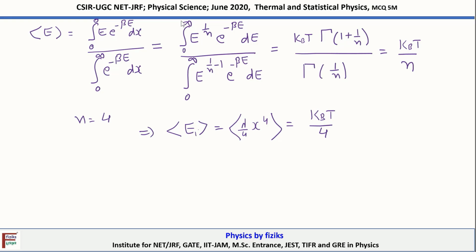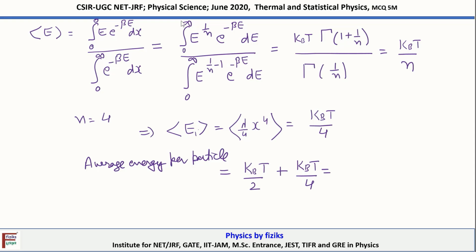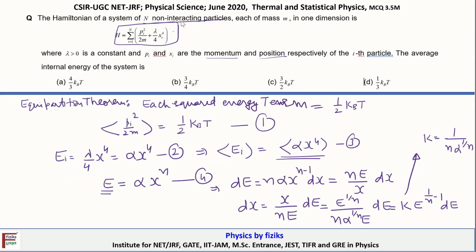So therefore the average energy per particle in the question that is asked will be the contribution from the first term, which is kBT by 2, plus the contribution from the second term, which is kBT by 4, and after solving it, this will come out equal to 3 by 4 kBT. So let's see with which option it matches. It matches with B, so option B is correct here.